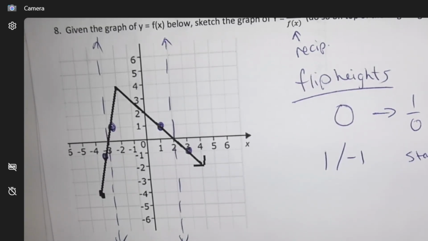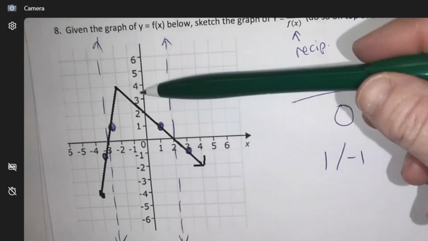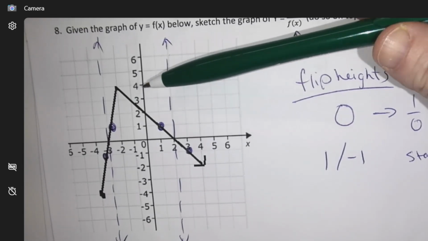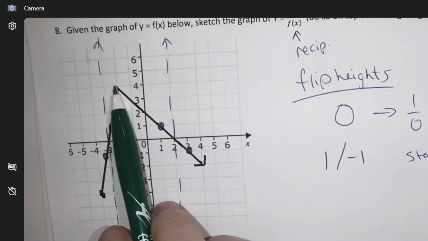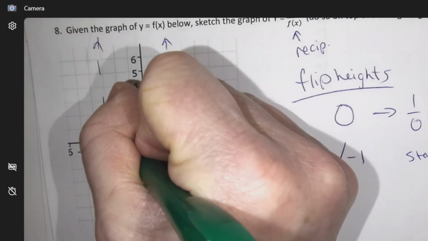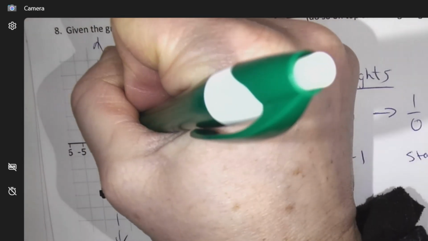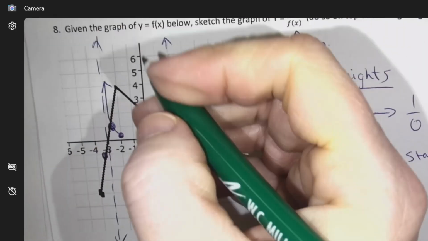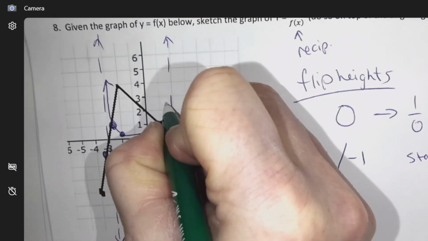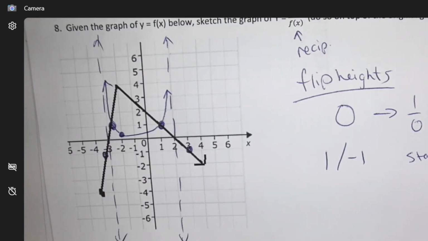Okay, now you have to piece together the shapes. So I would maybe like in the middle section, the top height of 4 is going to have to move to a height of 1/4. So it went from being the top to now the bottom. And what do you do along the asymptotes? You move closer, you don't cross.